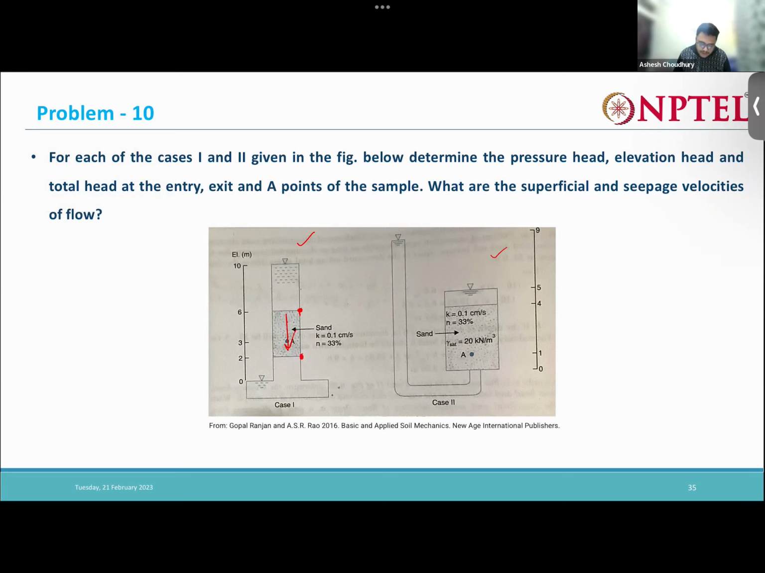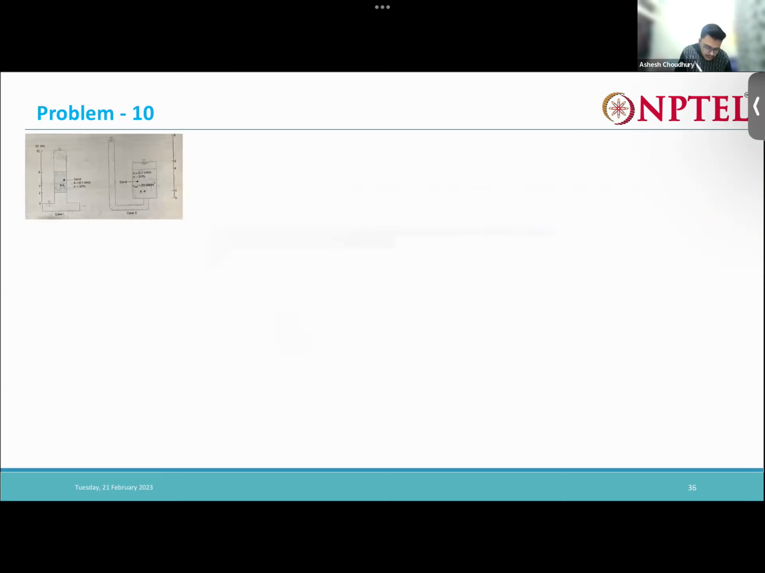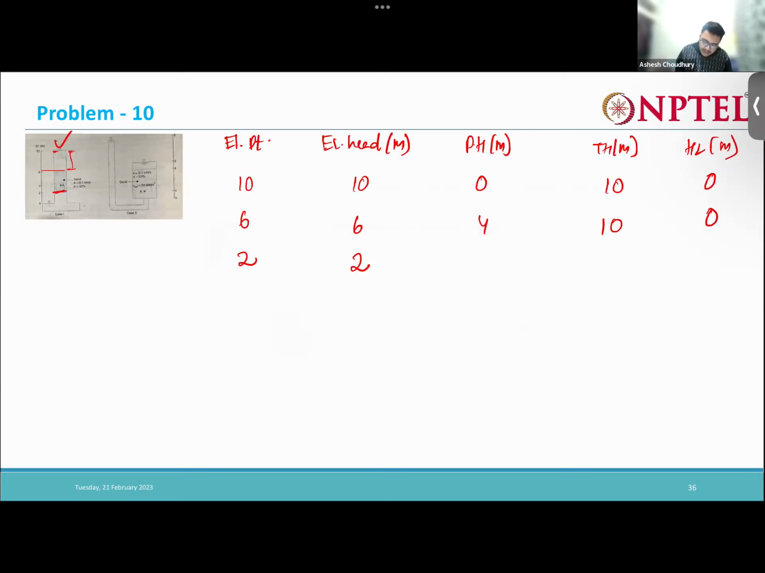So at the point of elevation 2, at this point, complete head loss means my total head should be 0. So my head loss should be 10. So what should be my pressure head? Obviously, it should be -2. Then only my total head will be 0. So this one we got for point 2.